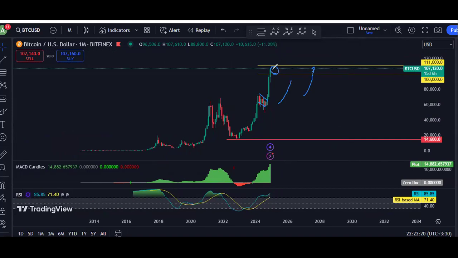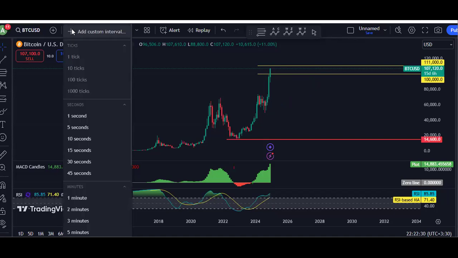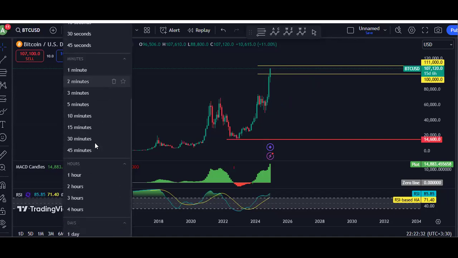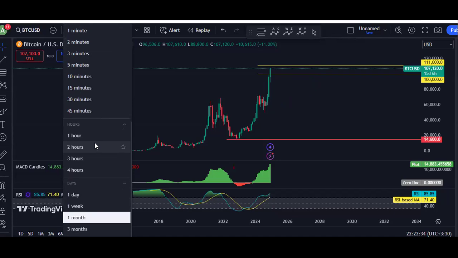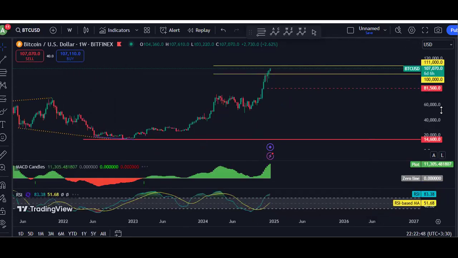But to come up with the target after the breakout of 111, we have to see any daily correction after the breakout. Then from there, we can come up with the exact target. But as I mentioned, for Bitcoin we're looking for 150 and 180, in any range, any price between 150 and 180. That means at least we can look for 150.